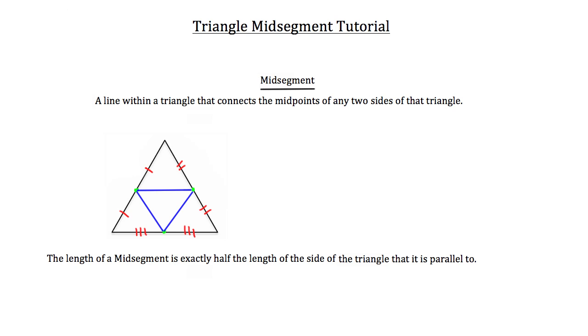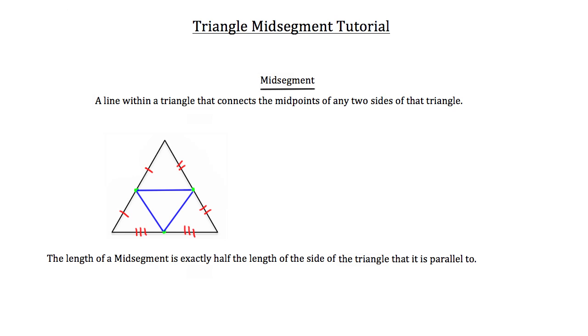So if you're this line right here, this blue line, your length is exactly half the length of this black line, this segment of the triangle that's parallel to that blue line. And let's say you're this midsegment over here on the bottom right. This midsegment length is exactly half this side length of the triangle.